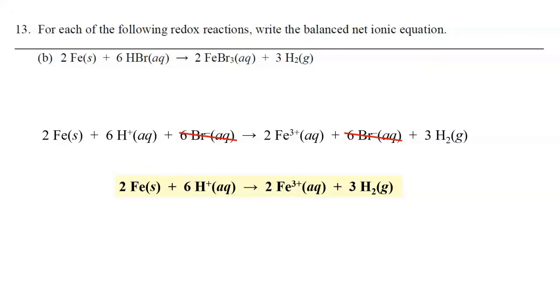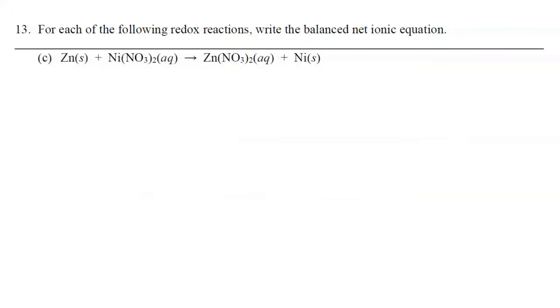All right, moving on to part C. Zinc solid, not going to split it up, not going to change it, so just exactly as is. Nickel nitrate is an aqueous ionic compound, so it's going to be 1 nickel with a charge of 2 plus, and then 2 nitrate ions.